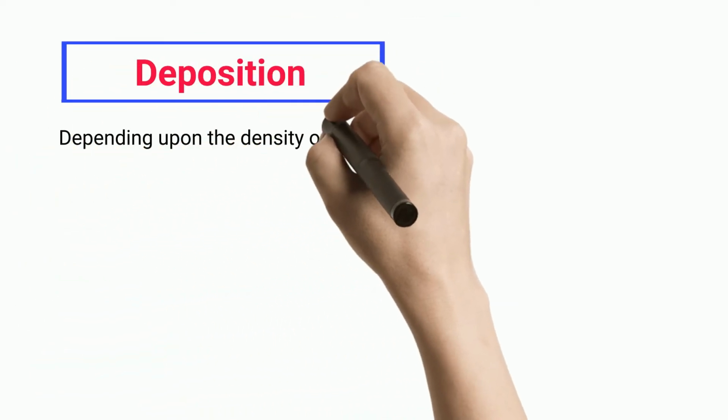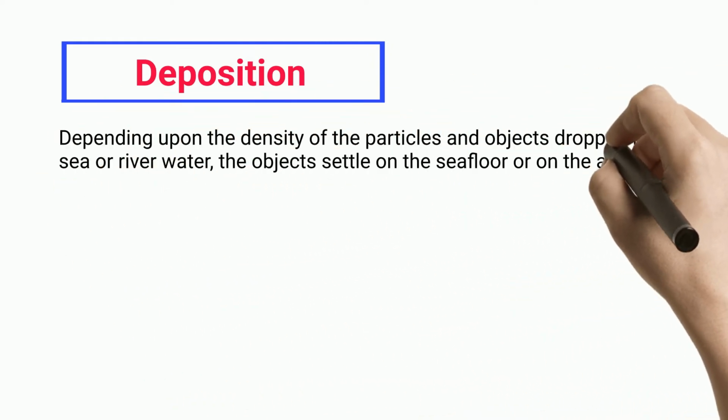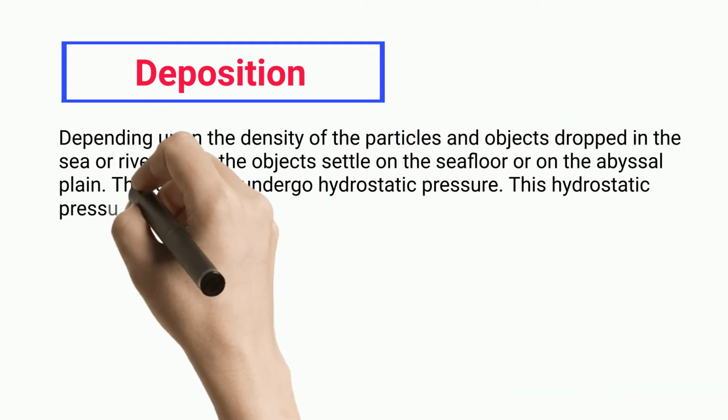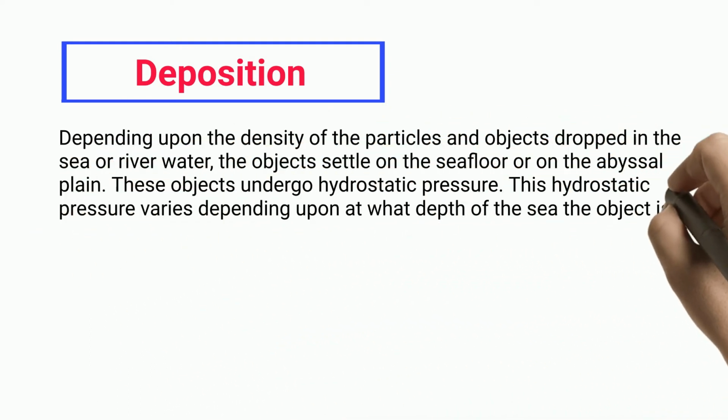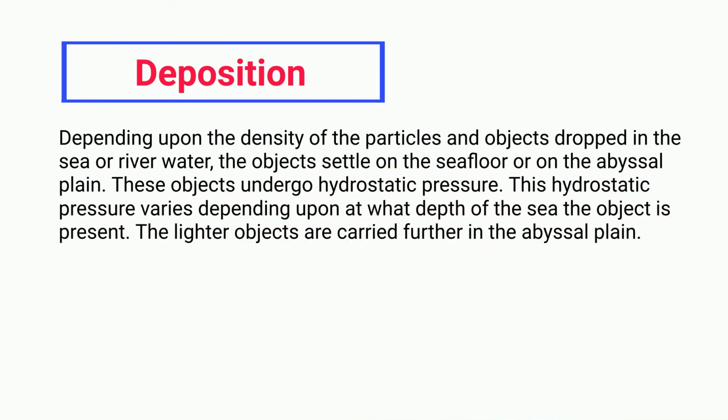Deposition. Depending upon the density of the particles and objects dropped in the sea or river water, the objects settle on the seafloor or on the abyssal plane. These objects undergo hydrostatic pressure. This hydrostatic pressure varies depending upon at what depth of the sea the object is present. The lighter objects are carried further in the abyssal plane.